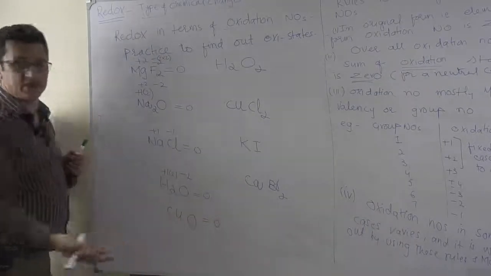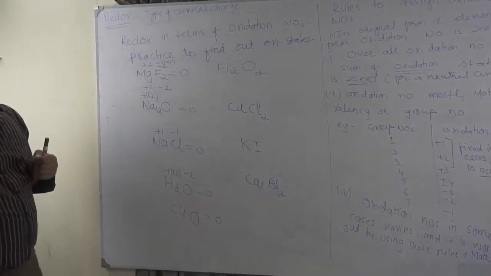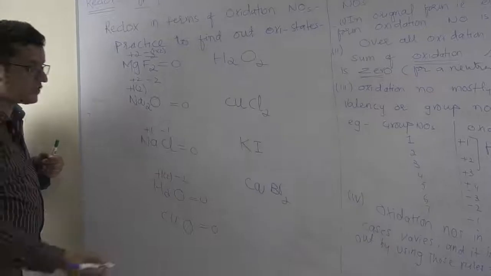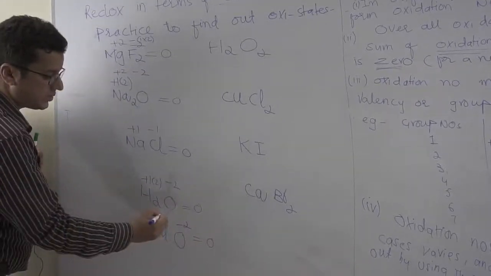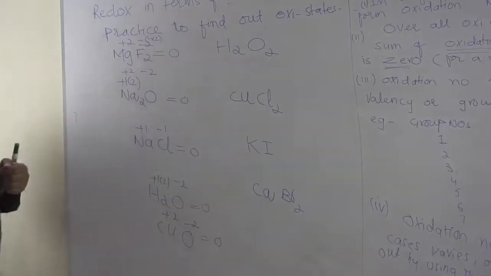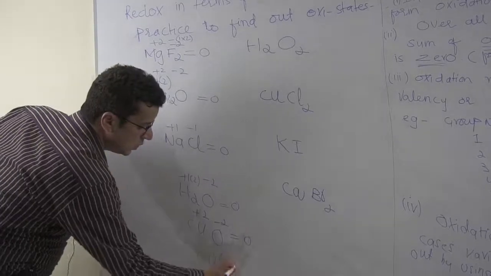Copper oxide, overall is 0. We don't know the copper. It is a transition element, and you know transition elements vary in oxidation number. We are not sure about it. We are sure about oxygen belonging to group 6. It is -2. Then copper is +2.